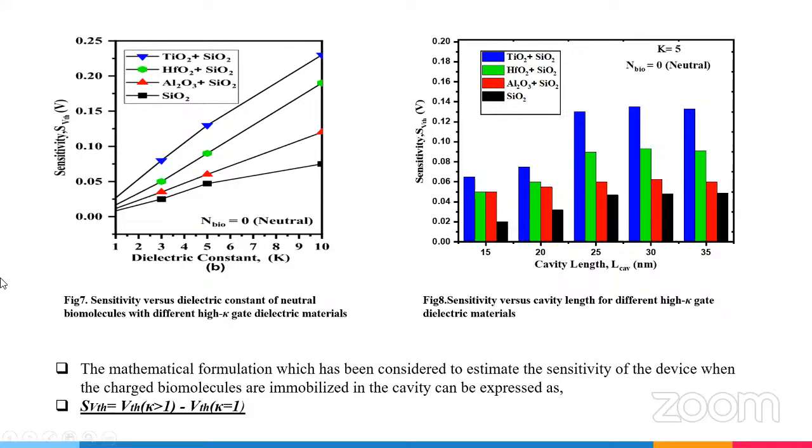In this figure, we have plotted the sensitivity with respect to the variation in the cavity length. We have optimized the cavity length and see that between 25 to 35 nanometers, the sensitivity remains the same. When we increase it from 20 to 21, the sensitivity increases, but after that it remains saturated. So we found that 35 nanometers of cavity length is the optimized value that we can go for.